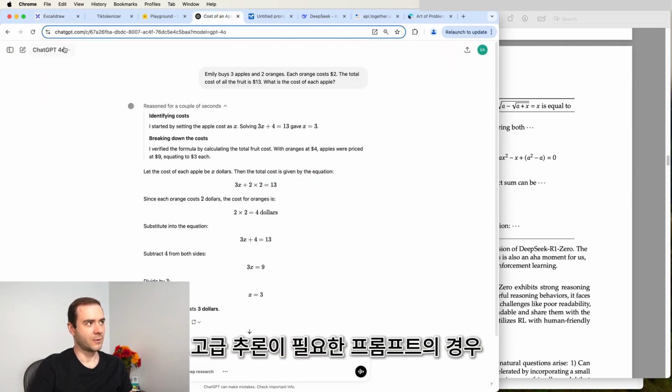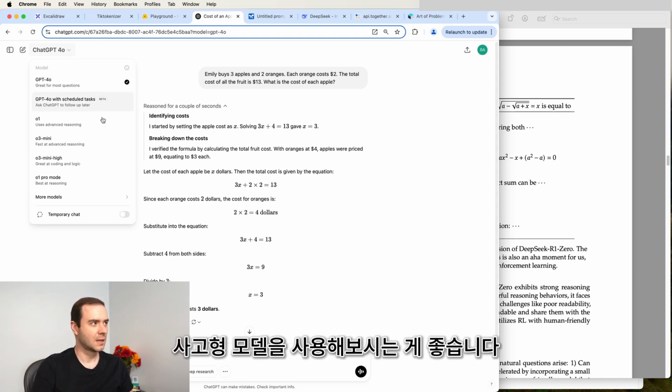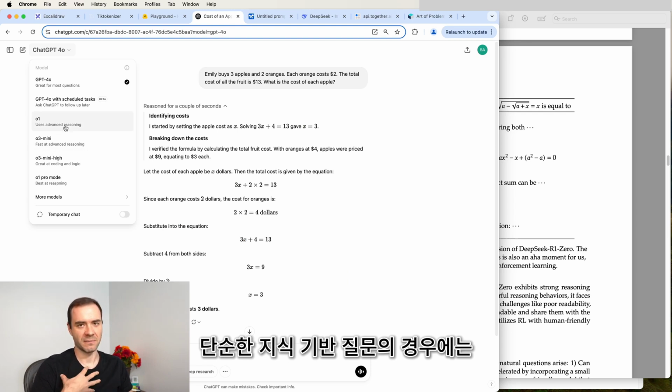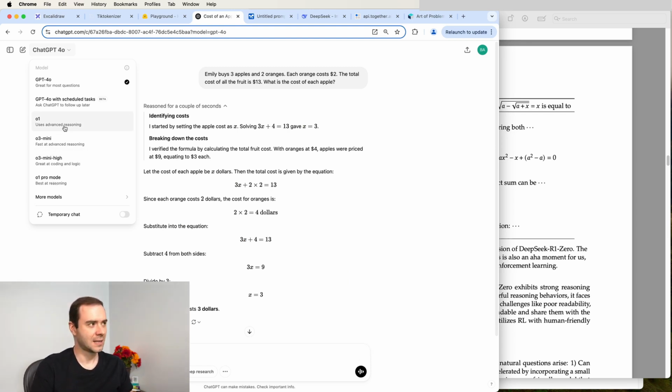Now, if you have a prompt that requires advanced reasoning and so on, you should probably use some of the thinking models, or at least try them out. But empirically, for a lot of my use, when you're asking a simpler question, like a knowledge-based question or something like that, this might be overkill.